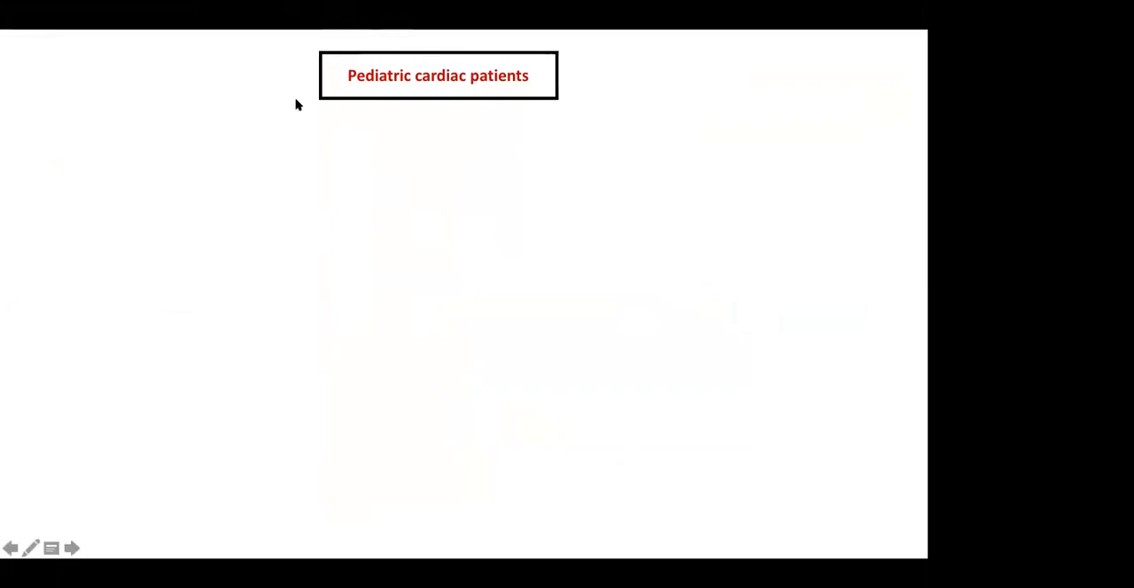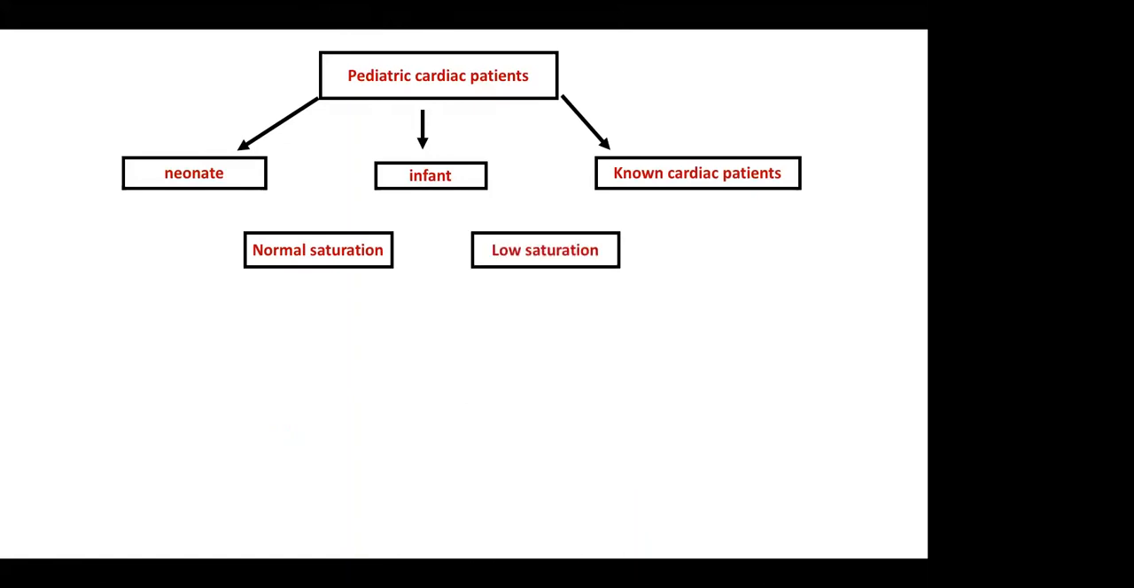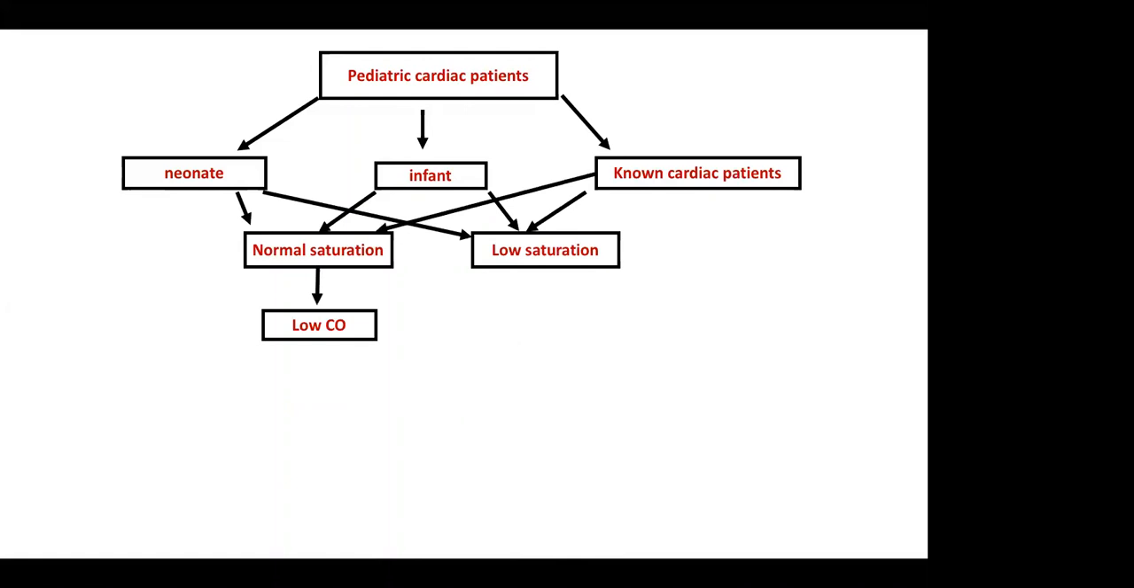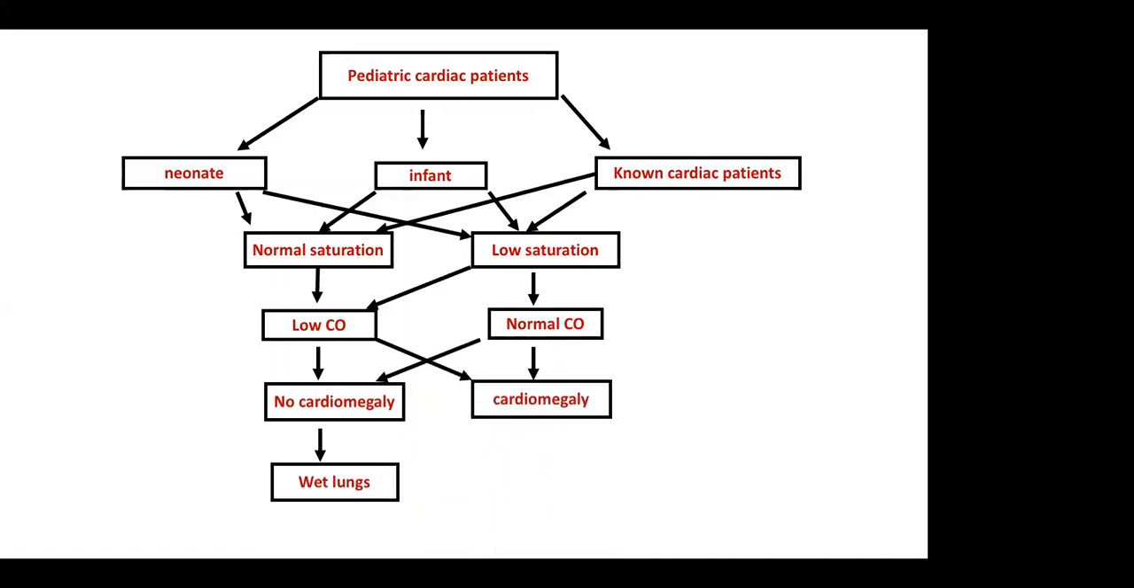So this is a pediatric cardiac patient who comes to you, either a neonate or infant or a non-cardiac patient. They can have normal saturation or low saturation. Either one of them will have this presentation. The normal saturation patient can have low cardiac output or normal cardiac output. The low saturation patient can have low cardiac output or no cardiac output as well. If they have a low cardiac output, they can have no cardiomegaly or cardiomegaly. And if they have no cardiomegaly, they can have wet lung or dry lung for both types of patients.